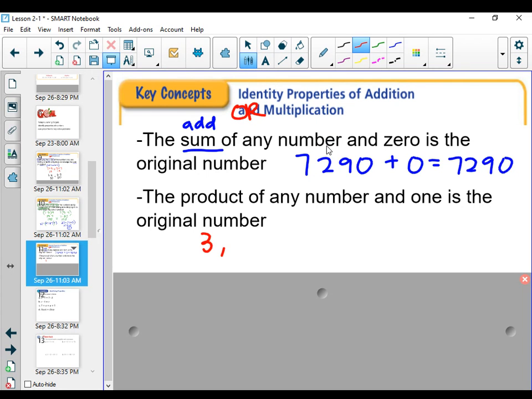Or 3,250,319 times 1. Not difficult. Gives me the same answer. Identity property wants to stay the same. The number wants to stay the same. It doesn't want to change to something else. Keep its own identity.